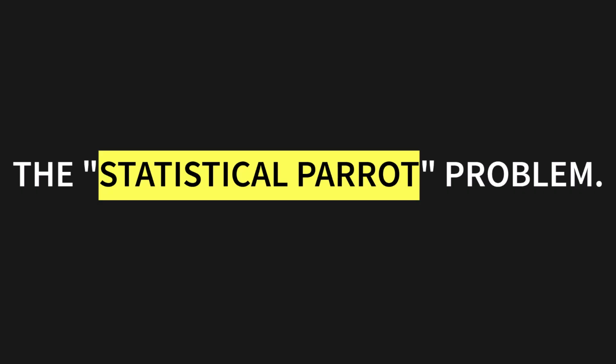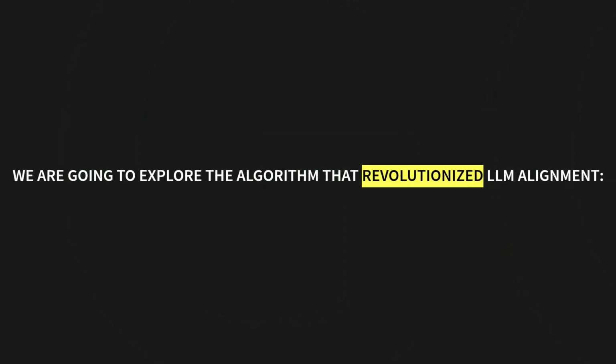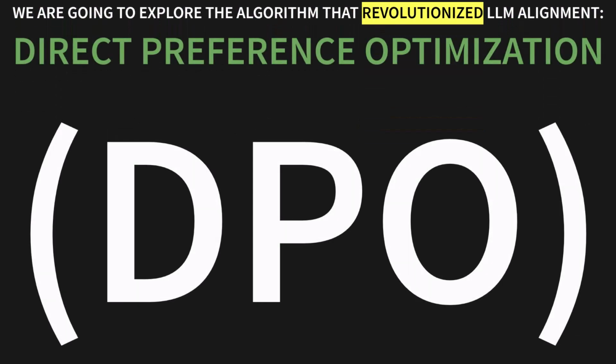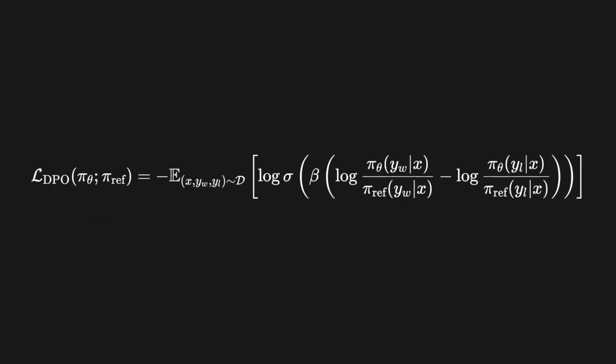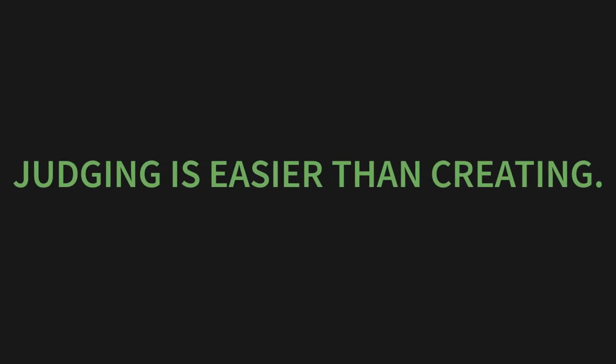But here's the good news. Today, we're going to fix it. We're going to explore the algorithm that revolutionized LLM alignment, Direct Preference Optimization, or DPO. And here it is, the loss function. I know. This equation looks intimidating. But it's the key. And it's built on one incredibly simple and powerful idea you already know intuitively. Judging is easier than creating.